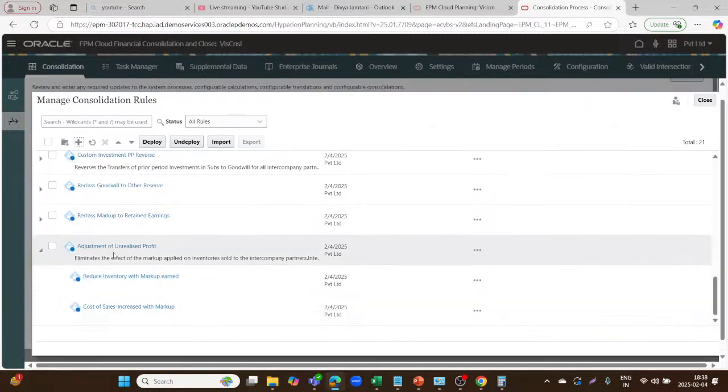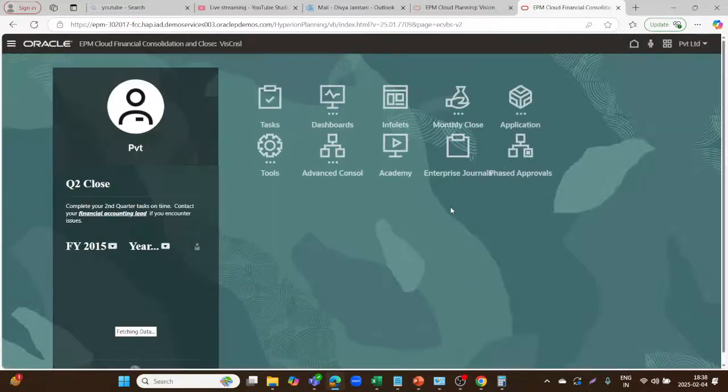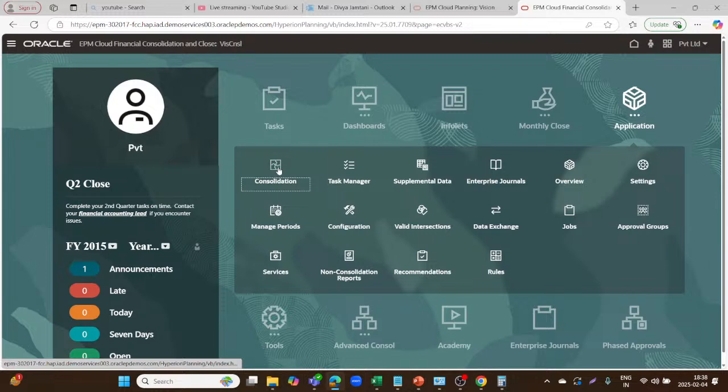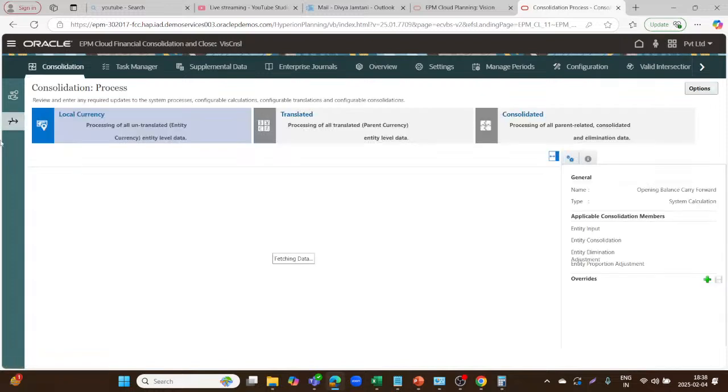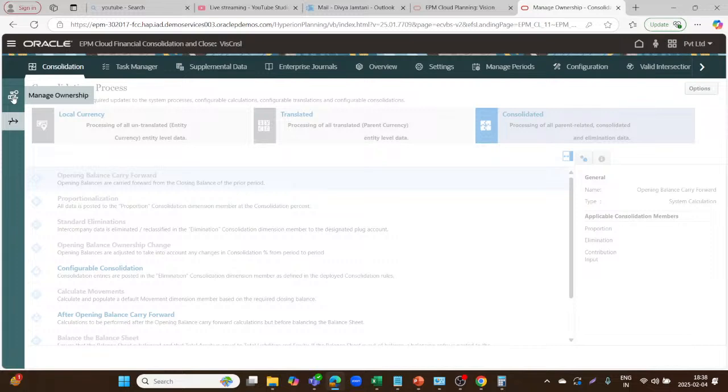So this is what you have created. So you can deploy it. Before deploying it, under application consolidation, first you define your ownership structure, enter the data, run this consolidation rule, and run the business rule, and check the result in your parent company. Sorry, we'll go to this manage ownership first.